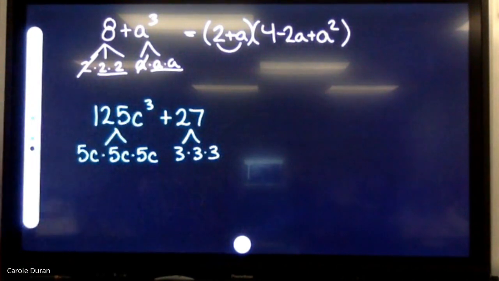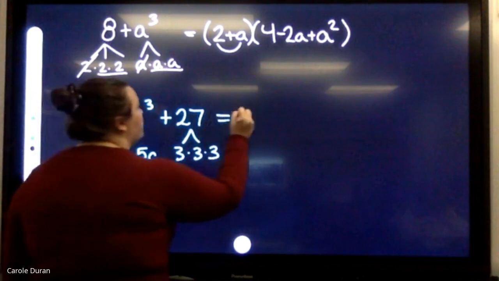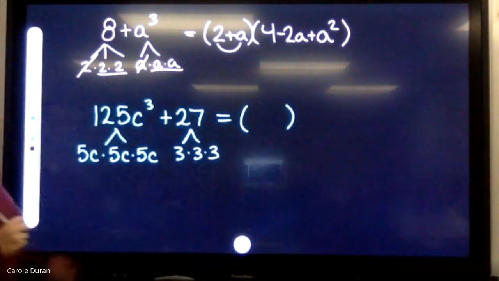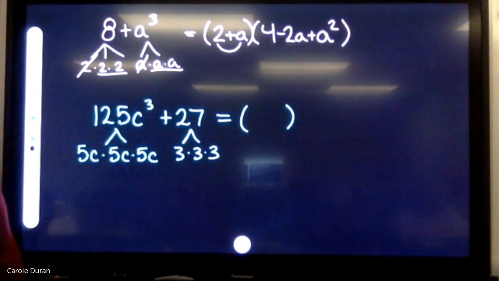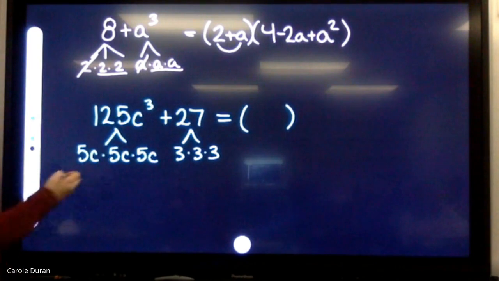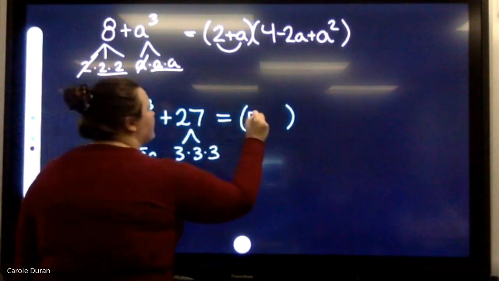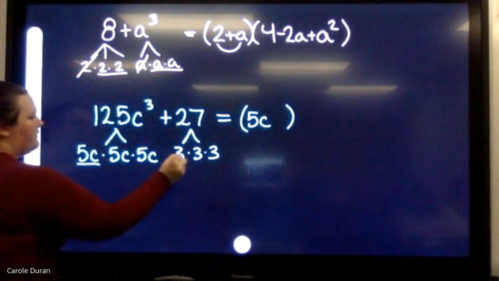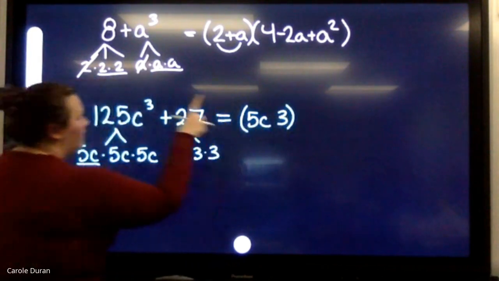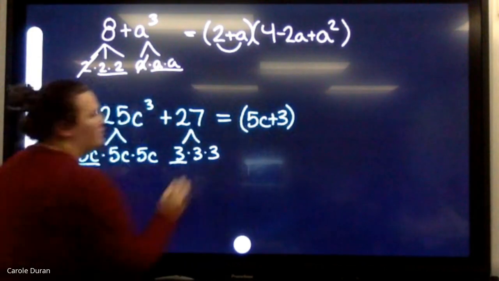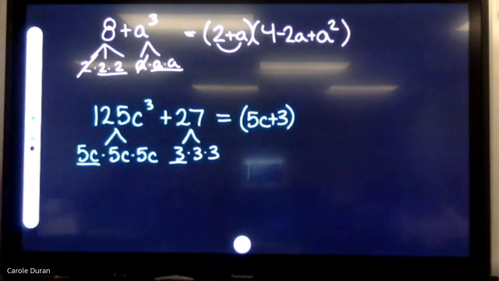Once I have my roots, I can build my factors. My first factor is a binomial, meaning it only contains 2 terms. And those 2 terms are one of each of my roots in the same order with the same sign. So I take one of these 5c's, and that's my first term. I take one of these 3's, and that's my second term. And I have addition happening in my original problem. Build the rest of that, please.